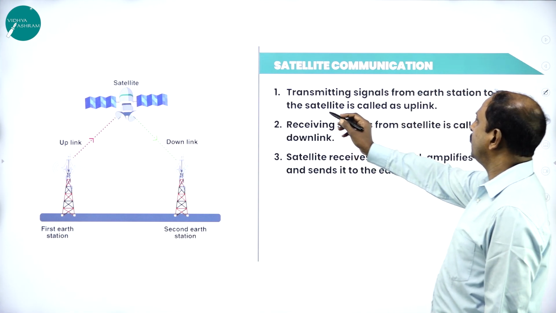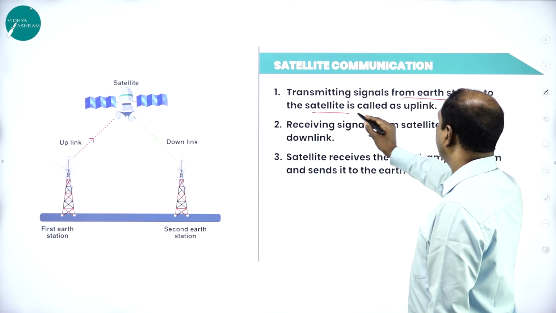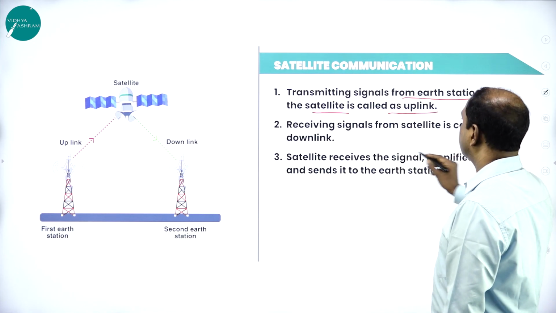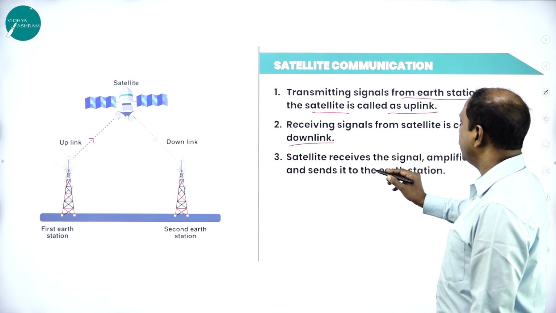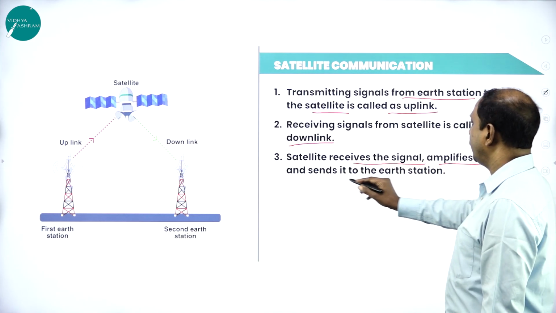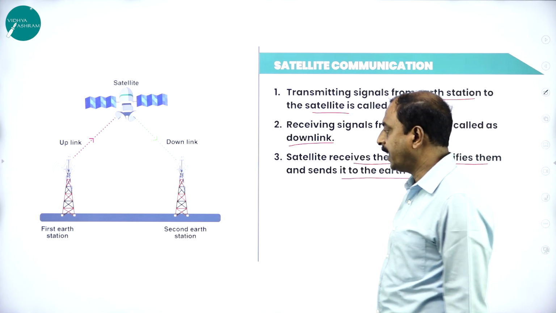So here the transmitting signal from Earth station to the satellite is called uplink, and receiving a signal from the satellite is called a downlink. And the satellite receives the signal, amplifies it, and sends it to the Earth station. So this is how the satellite communication takes place.